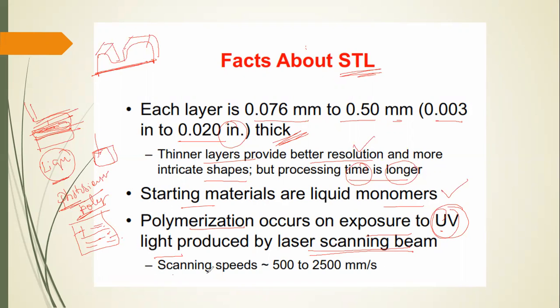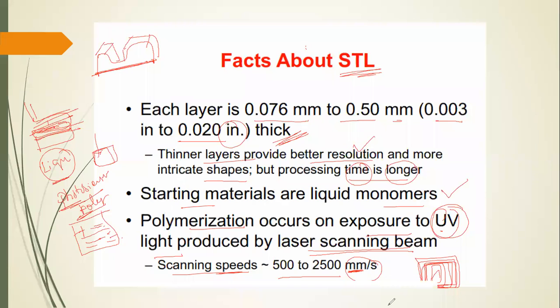So the laser light speed will be around 500 to 2500 millimeters per second. The laser scans that area at that speed, so the area will be scanned. So the higher the speed of the light source, the more easily and quickly it happens.